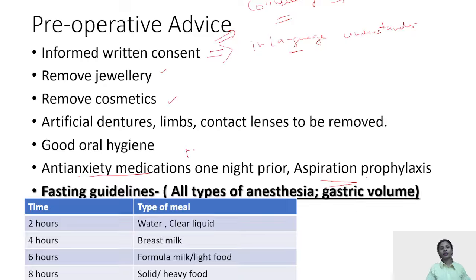Your anti-anxiety medications will include benzodiazepines, and your aspiration prophylaxis medication will include ondansetron, metoclopramide, or you can give pantoprazole, etc. Even some people still give sodium citrate also. Not liked by a lot of people, but yes, some people do give sodium citrate also.